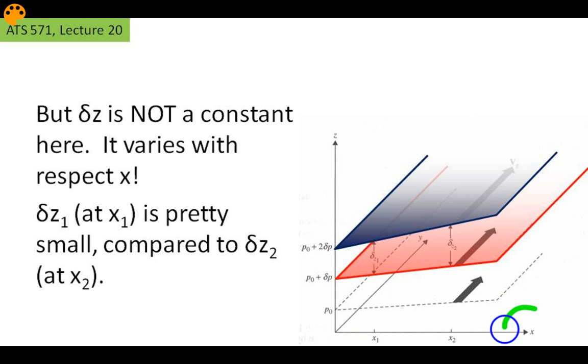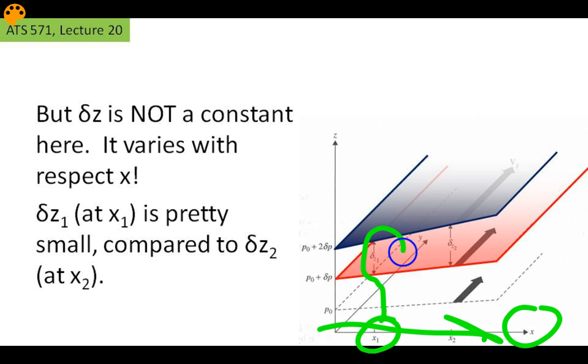And just to make that a little bit more clear, this is the x-axis along this way. At two different locations along the x-axis, in this case x1, we have one value, delta z1, whereas at a different location along the x-axis, x2, we have a different value, delta z2. So the distance between the red isobaric surface and the blue isobaric surface is changing as a function of x. Okay. Hold on here.